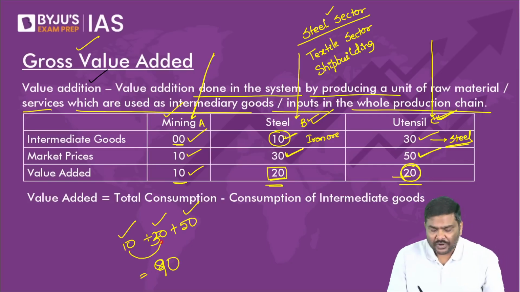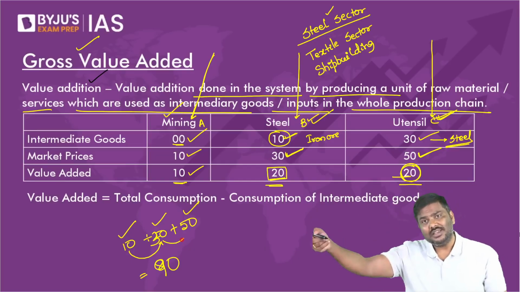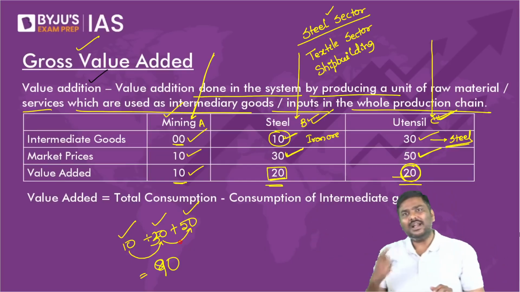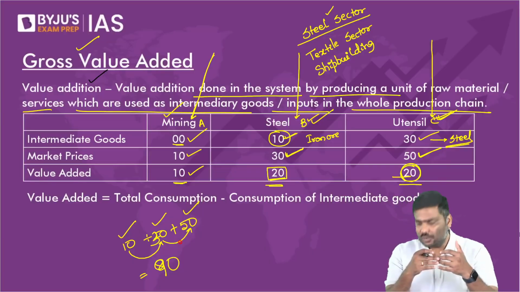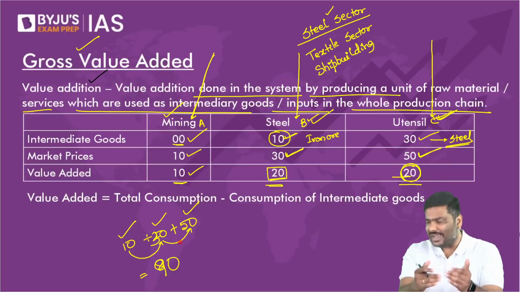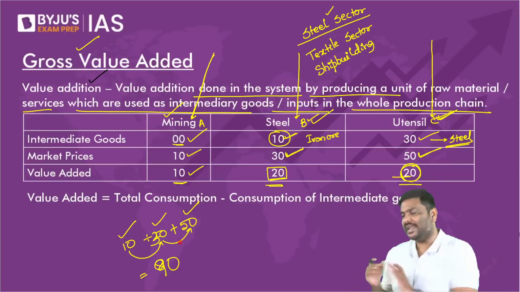What was produced by B was consumed by C to produce something else. So are we not double counting, triple counting the same value again and again? So using gross value addition, we will eliminate the double counting issue in the economy.